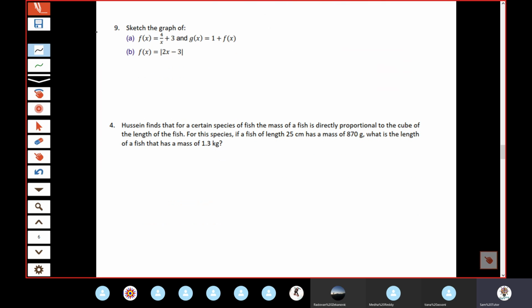No. 9. F of x equals 4 on x plus 3. What is that? What kind of graph is that? A line? No. 4 on x plus 3. Hyperbola. Hyperbola that's been shifted up 3. So it's 4 on x and then plus 3. So a hyperbola shifted up 3. That means your asymptote is no longer at 0, it's at 3. This asymptote hasn't changed, and voila.